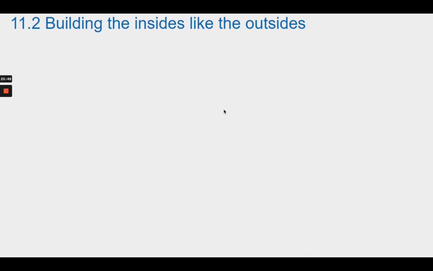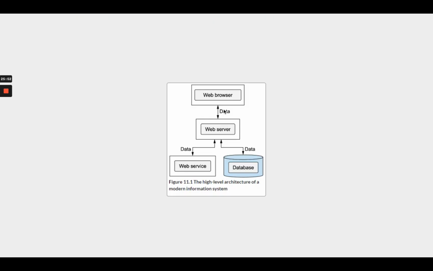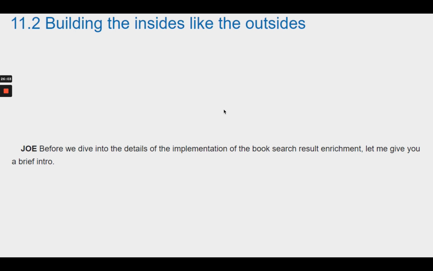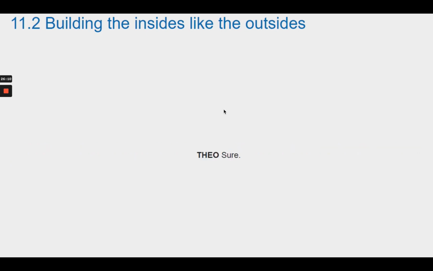Section 11.2. Building the insides like the outsides. While Theo drinks his macchiato, Joe draws a diagram on the whiteboard. Figure 11.1 shows Joe's diagram. Joe: Before we dive into the details of the implementation of the book search result enrichment, let me give you a brief intro. Theo: Sure. Joe takes a sip of his espresso. He then points to the diagram, figure 11.1, on the whiteboard.